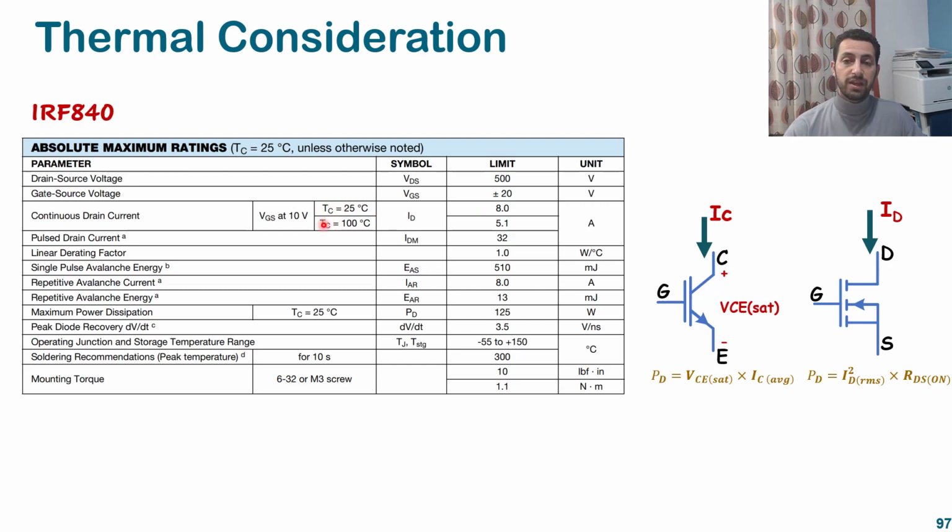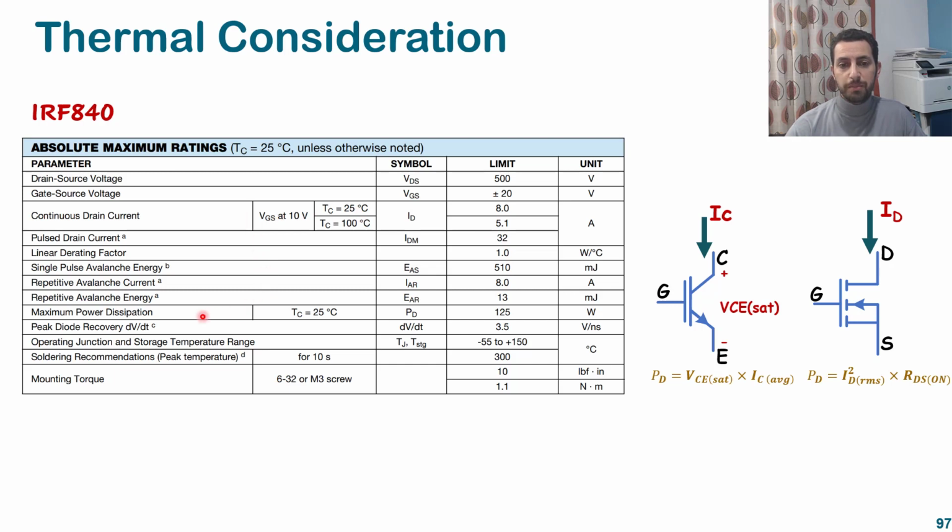But if the temperature of the case is raised to 100 degrees, I can't do 8 ampere again. I have to reduce it, or the maximum is reduced to 5. So see, this reduction is from 8 ampere to 5 ampere. It's not a small reduction, it is a very significant reduction.